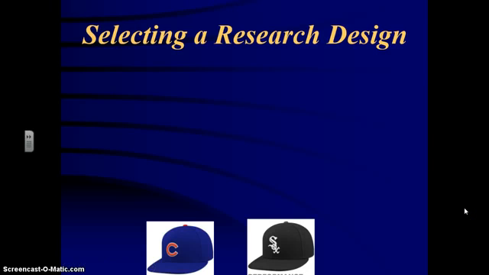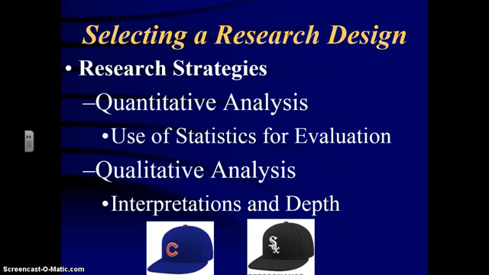Once you decide to do research, again, you have to think about scientifically studying various things. We have to decide on a research design. And there are different types of research designs. For example, it depends on what kind of information we're looking for.